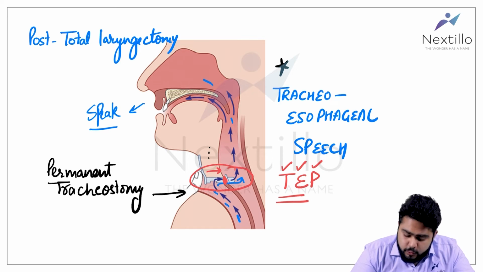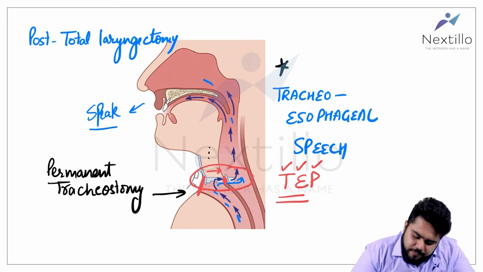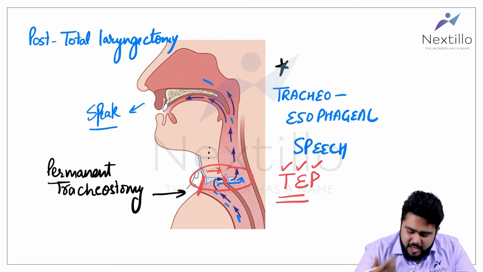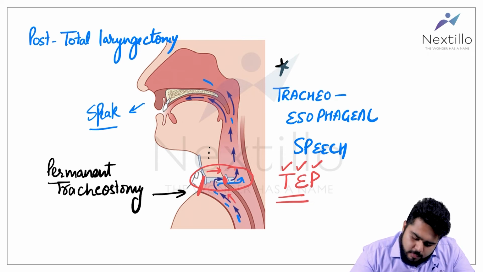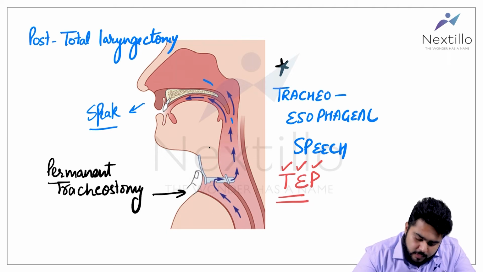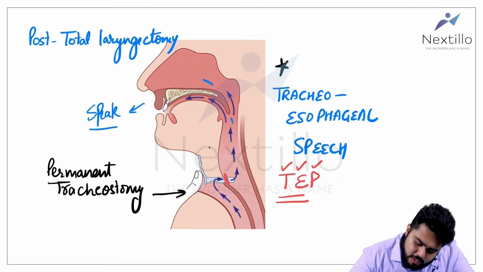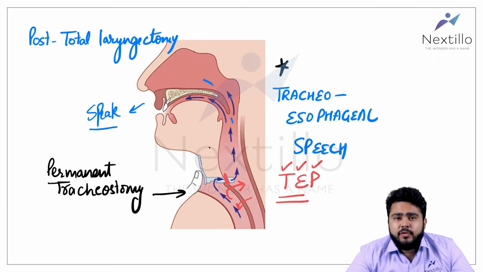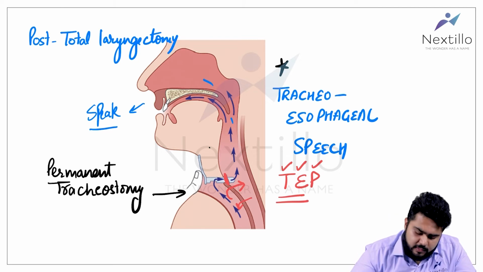So whenever the patient has to speak, he'll close his trachea, the opening outside, and he'll try to speak. When he tries to speak, the air which is coming out will be shunted to the esophagus, and this has a valve. This place has a valve that allows movement of things only in one direction. Nothing from the esophagus can enter the trachea. So it's very clear.